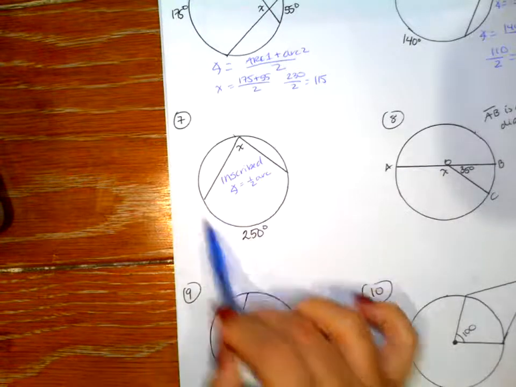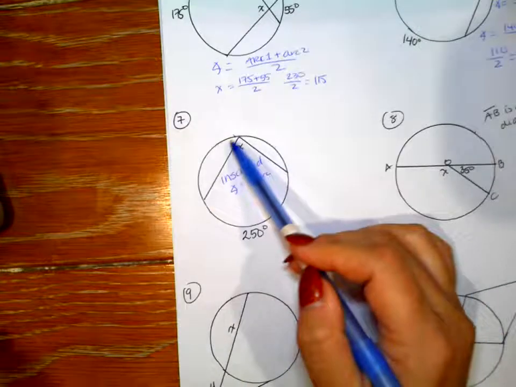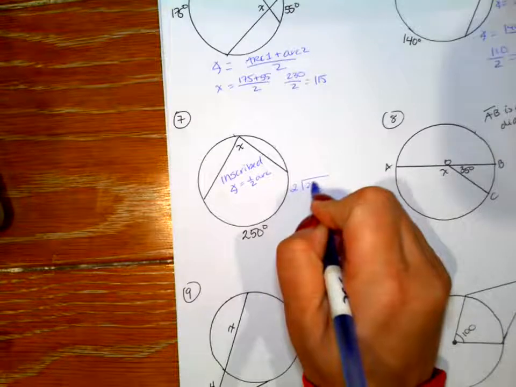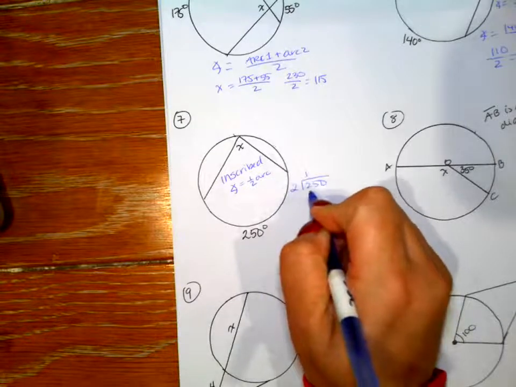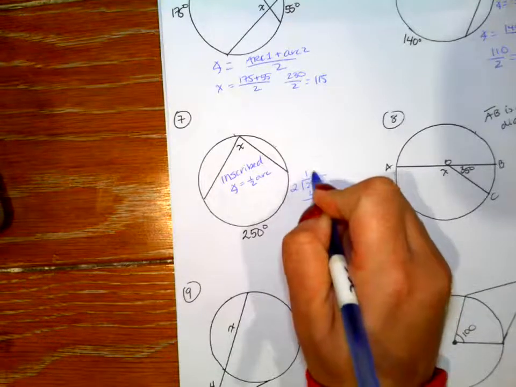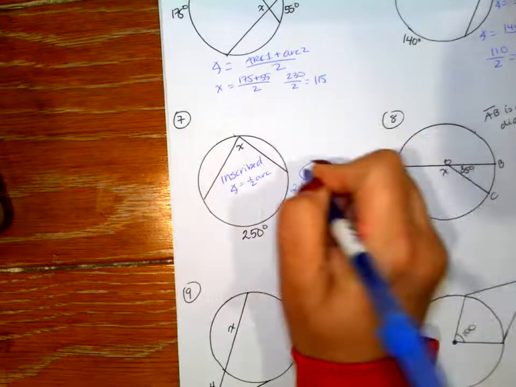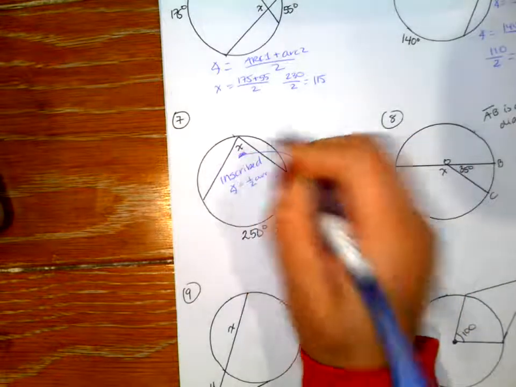is that the angle is equal to half of the arc. So the arc is 250, the angle is half of that. So we've got 2 into 250 is going to give me 1. I'll do it the long way for you. 25. So I got 125 for my inscribed angle.